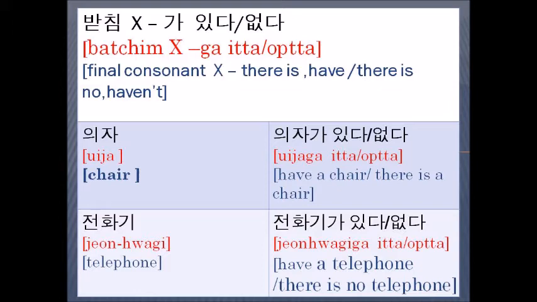Eija or chair. So wala po siyang final consonant, kaya ang idadagdag ko po na grammar is ga-ita. So, nagiging eija ga-ita or eija ga-opta. Okay? So, next, jeonhwagi or telephone. So, wala din po siyang final consonant. So, ang idadagdag ko na grammar is jeonhwagi ga-ita or jeonhwagi ga-opta. Okay? So, madali lang po.